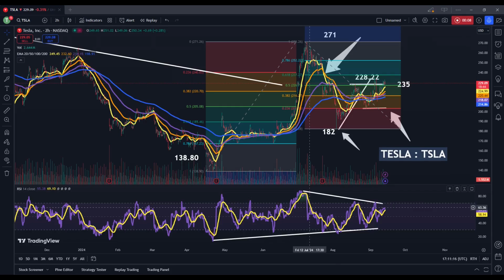Here we have the current stock market analysis for Tesla Incorporated, stock ticker TSLA.